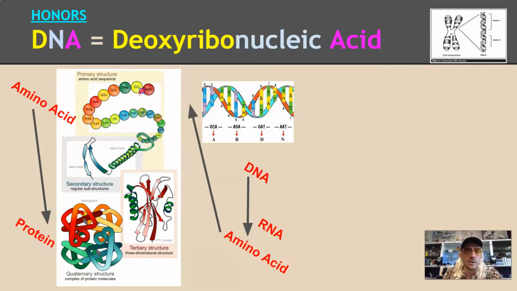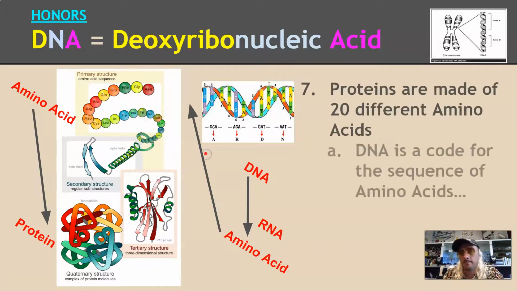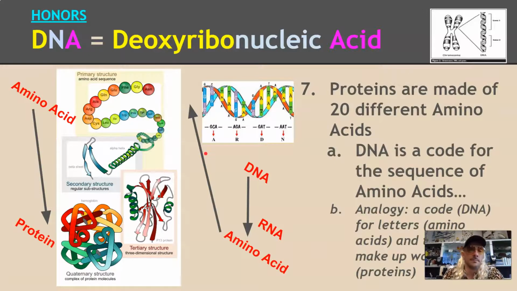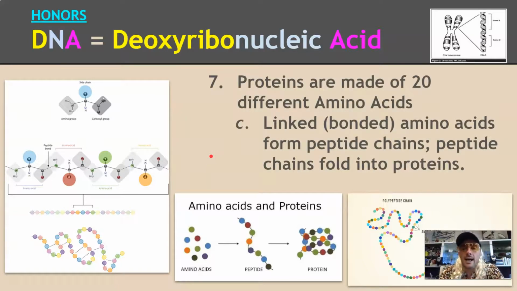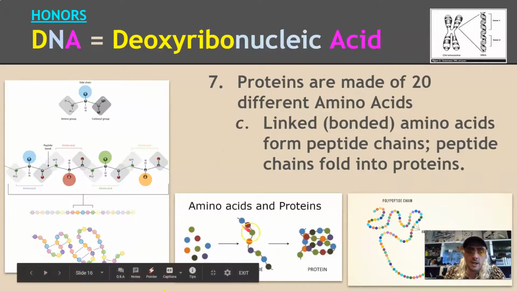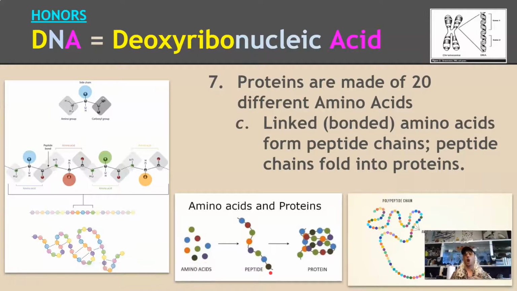So here are all the different amino acids. You just line them up in a chain, and once you have a chain of amino acids, that is called a peptide chain. I'm just showing you the same thing here. Linked, bonded amino acids form a peptide chain. So you link up the amino acids, you get what's called a peptide chain or a polypeptide. Polypeptide just means long, many different amino acids.